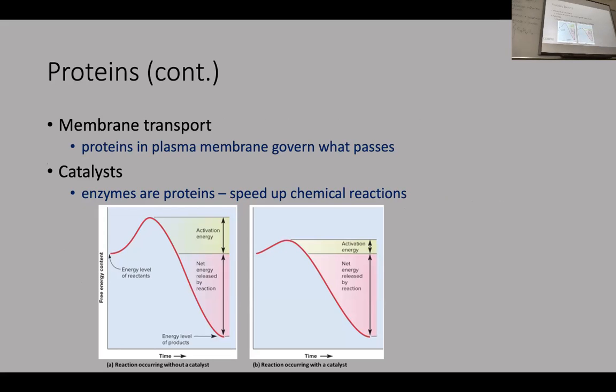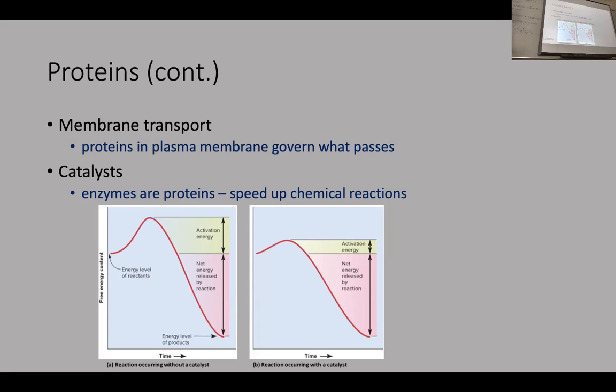Membrane transport, so still with the cell membrane I'm talking about. Not only do they accept signals, they'll also allow the passage of material into and out of the cell. When we get into the structure of the plasma membrane in the next chapter, you'll see that not everything can just come and go from the cell willy-nilly. These proteins are letting very specific things in and letting very specific things out of the cell.